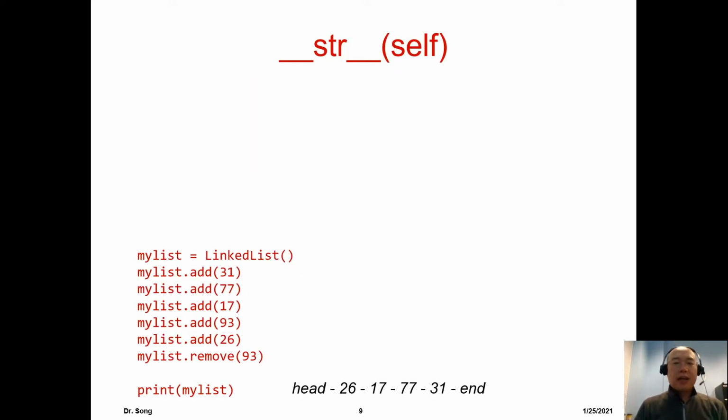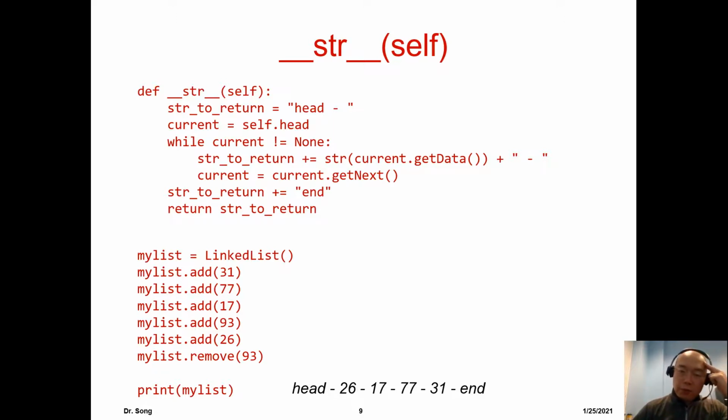Okay? And here is another tricky thing I want to remind you of in Python, and that is the underscore string. The scenario where we may want to use that is, let's say we have a linked list, and we add 31, 77, 17, 93, and 26, and we remove one. We also remove the 93, and eventually I want to print the linked list and see all the values. I even want to do some formatting to make sure the output is readable. How do I do that?